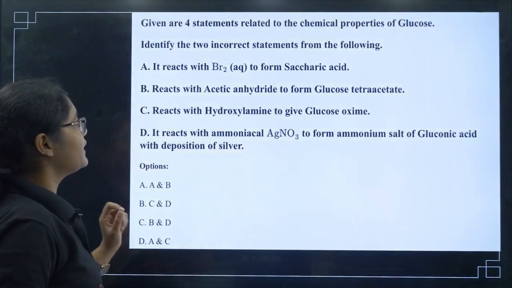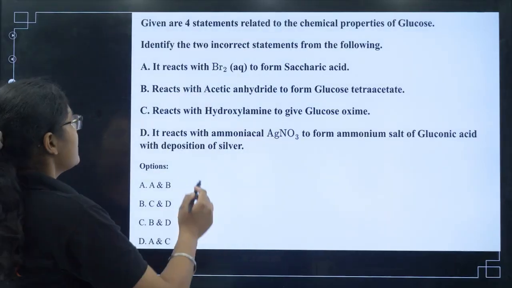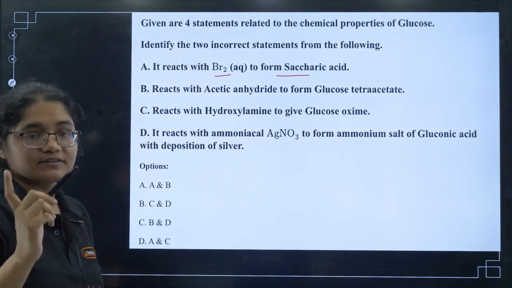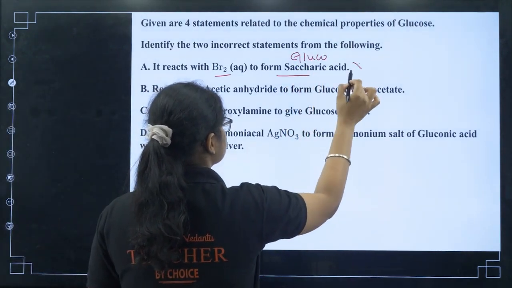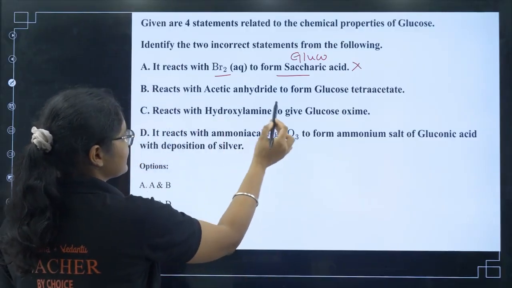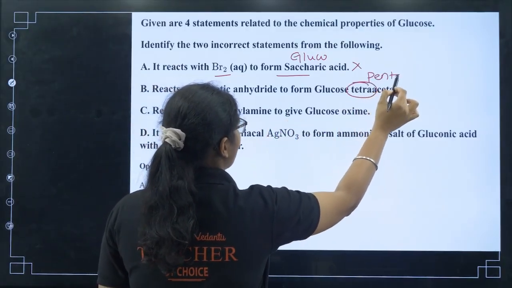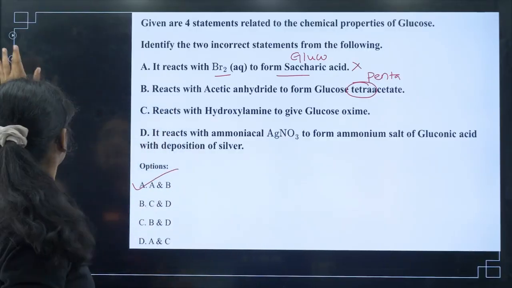Coming to the first question: given are four statements related to the chemical properties of glucose. Identify two incorrect statements from the following. It reacts with Br2 to form saccharic acid. That is incorrect because it reacts with Br2 to give gluconic acid. Next, reacts with acetic anhydride to form glucose tetraacetate. No, it forms pentaacetate. So A and B are the incorrect statements, option number A here.